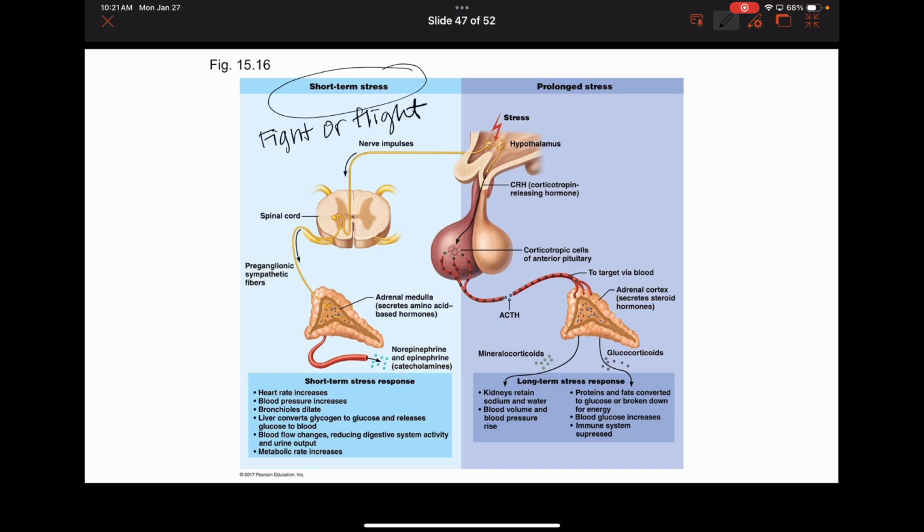This is a short-term stress response where catecholamines are released to increase heart rate, increase blood pressure, open up your airways, make some glucose available, and increase your metabolism. Prolonged stress, so this is long-term stress, is through cortisol. Your kidneys will retain water, which is going to increase blood pressure. You'll be mobilizing fat, your blood glucose will also increase, and your immune system will be suppressed. The only thing I need you to know here is your catecholamines are for short-term stress, while your cortisol is for long-term stress.